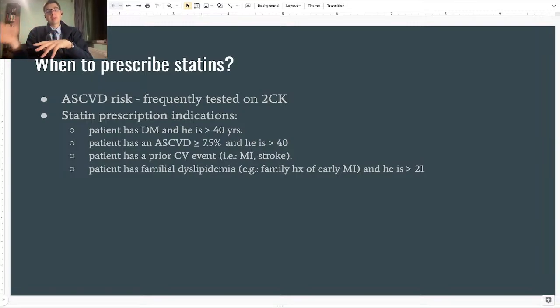There's also the typical case when the patient comes with a stroke or an MI. In this case, they are always prescribed statins.